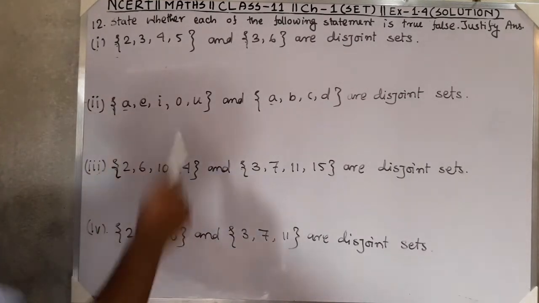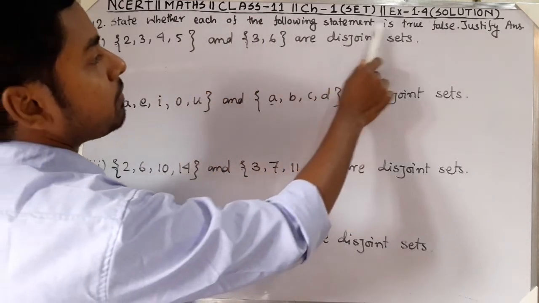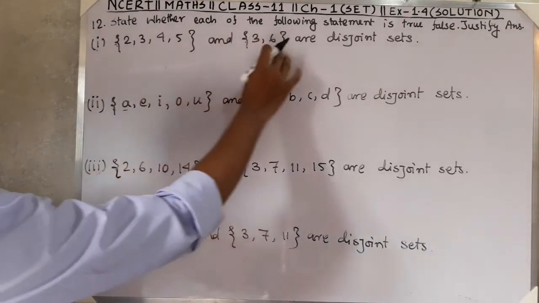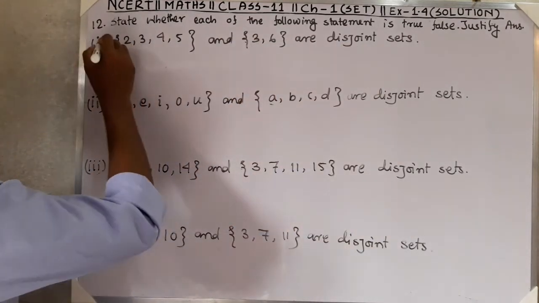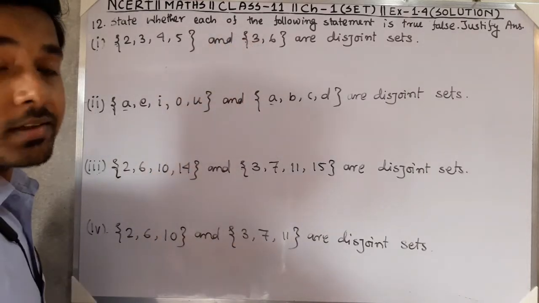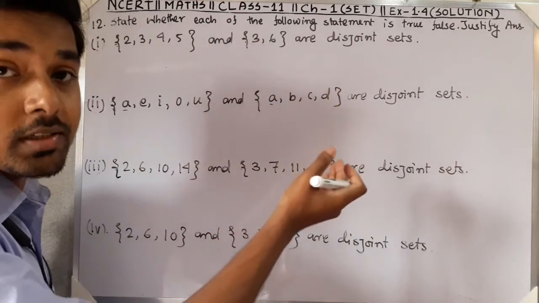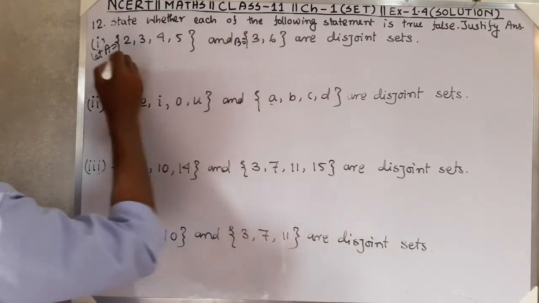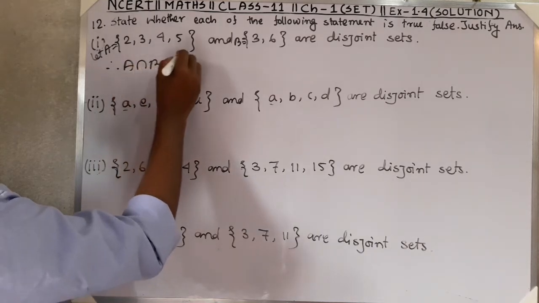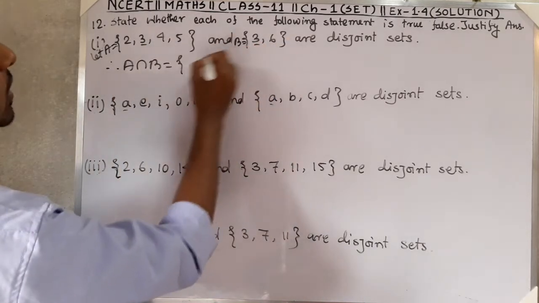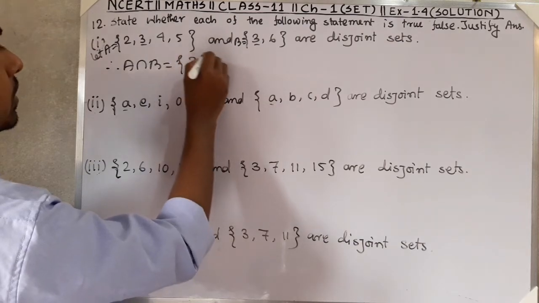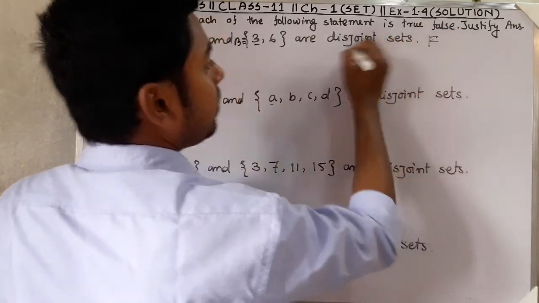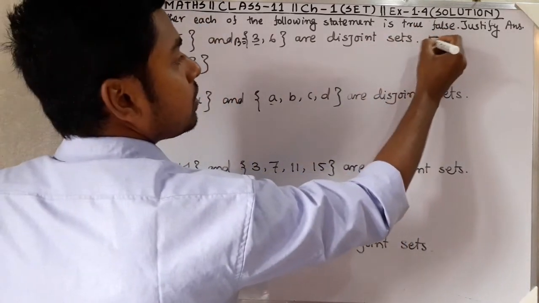Now question number 12, we have to state whether each of the following statements is true or false and justify your answer. So the first question is: these two sets are disjoint sets. First of all, find out the intersection of these two sets. If it is empty, then these are disjoint, otherwise not. So let A be this one and B be this one. Therefore A intersection B, is there any common element? Yes, 3. So it is not equal to empty. That means these are not disjoint sets. It is false.